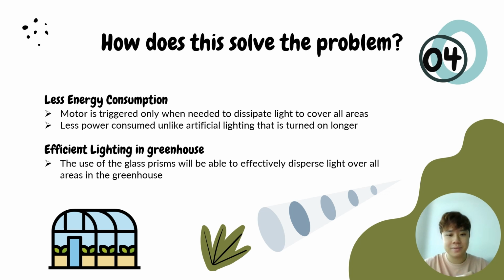Now, this brings me to my next point. How does this solve the problem? First, less energy consumption. The motor is only triggered when needed to disperse light. Next, less power is consumed, unlike artificial lighting currently in the market, which, when used, is turned on longer. Efficient lighting in the greenhouse. The use of glass prisms would then be able to effectively disperse natural light all over the areas in the greenhouse, eliminating dark zones.